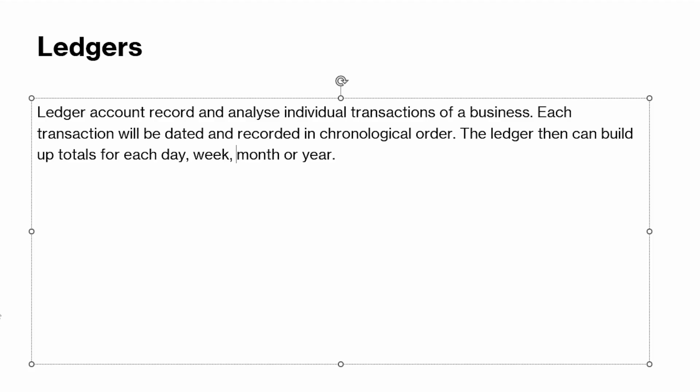The ledger then can build up totals for each day, week, month or year. This is saying the ledger under the ledger books, one of the accounts will be cash, right? So any transaction that affects cash will be recorded in the cash ledger. Cash account is one account. Every single transaction that affects cash will be recorded so that if the business wishes, it can generate a total of the cash account on a daily, weekly, monthly, whatever basis it wants.